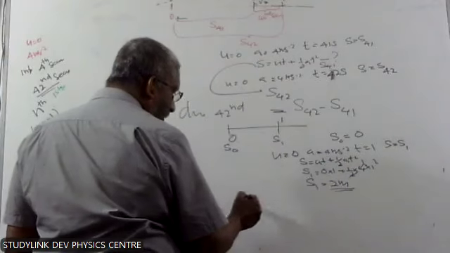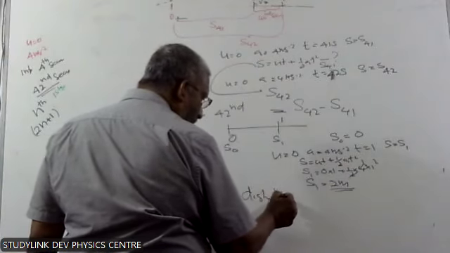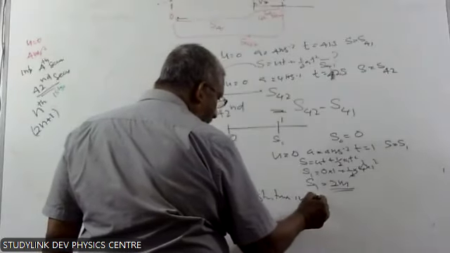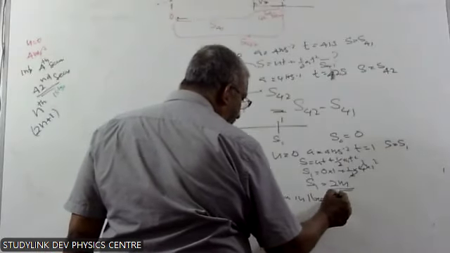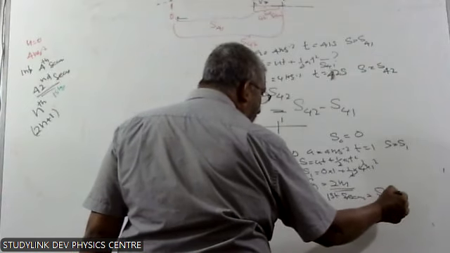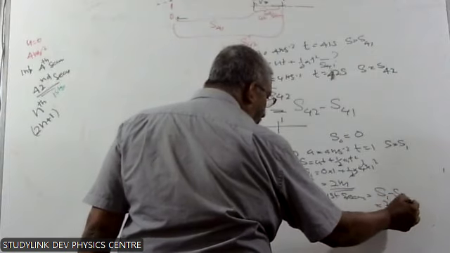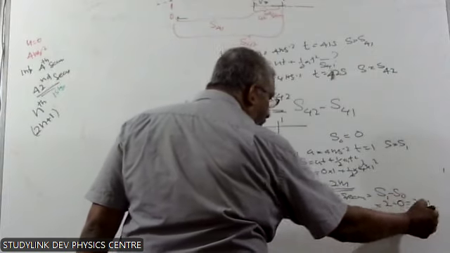So then the distance it travels in the first second is S1 minus S0. S1 is 2, S0 is 0, the answer is 2 meters only.